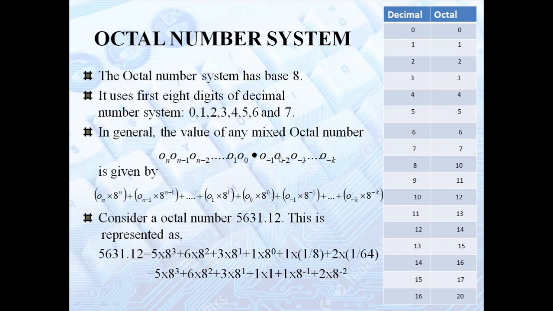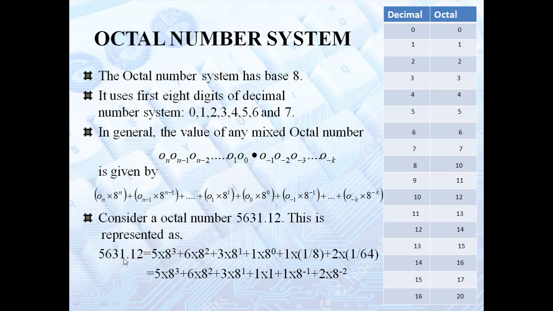And O suffix minus 2 is the second fractional position and it will be multiplied by 8 power minus 2 and so on. In octal, its weights are expressed as a power of 8. Consider an octal number 5631.12. This is represented as follows.